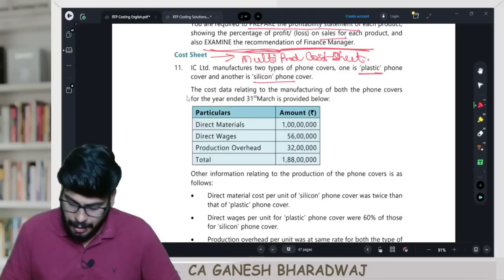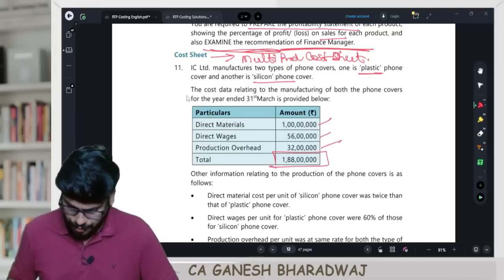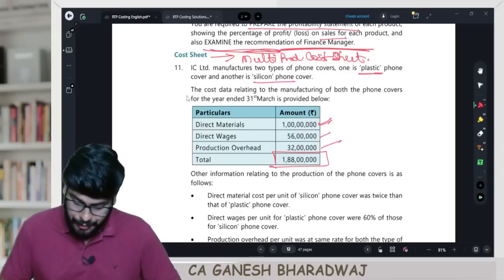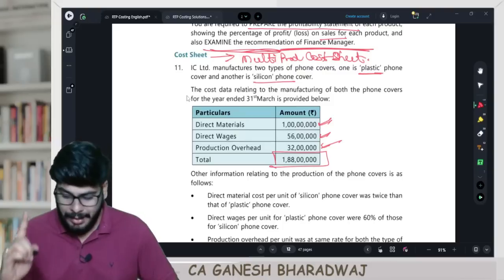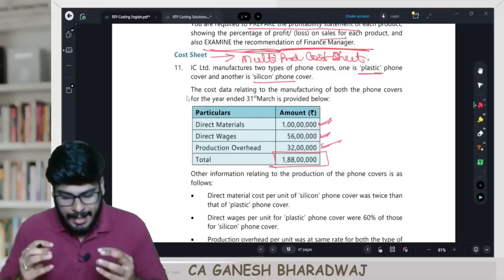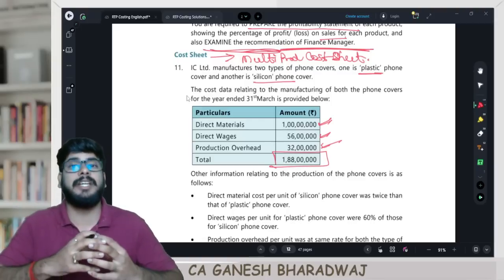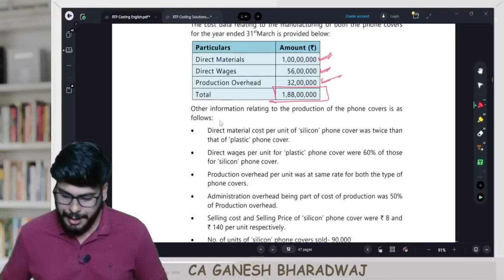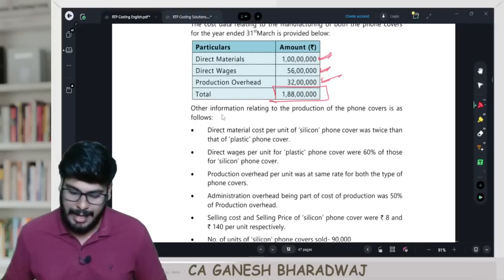The direct material is 1 crore rupees, direct wages 56 lakh, production overheads 32 lakh, and the total cost that they have given here is 188 lakh. Now, are these figures for plastic phone cover or silicone phone cover or for both put together? The answer is these are the costs pertaining to both the products put together, right? Now, the other information relating to the production of phone covers is as follows.